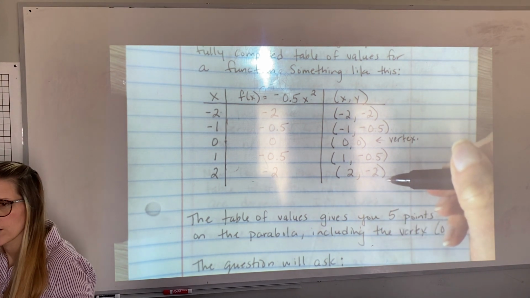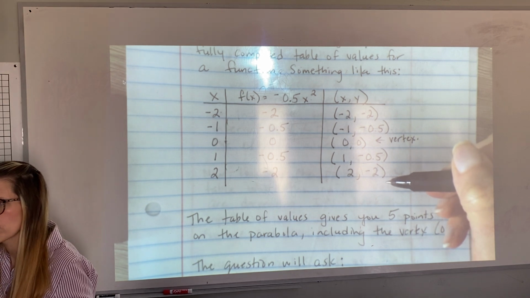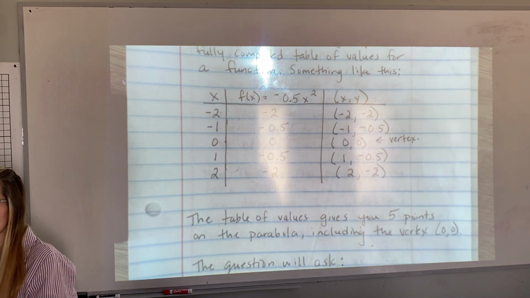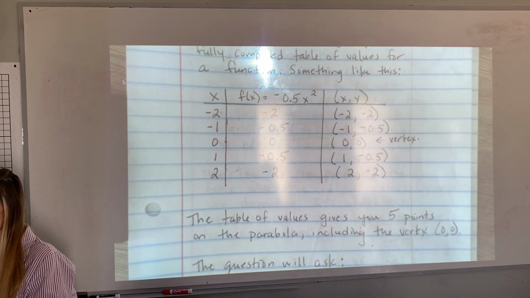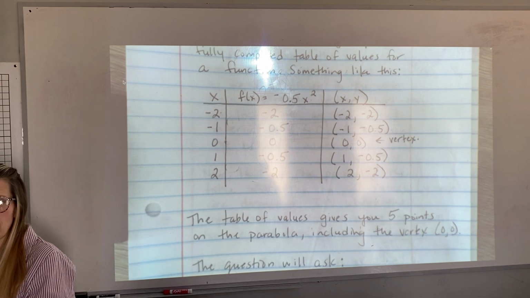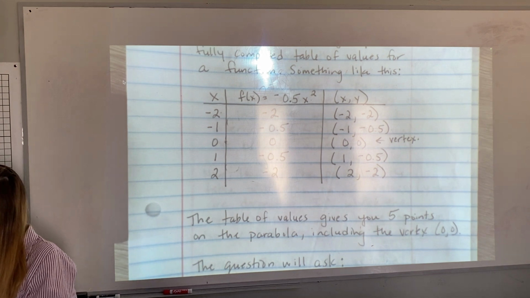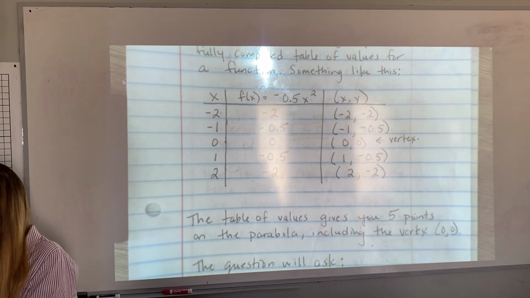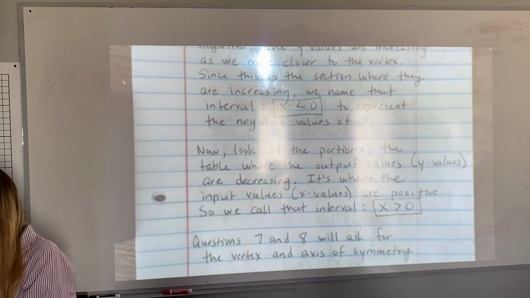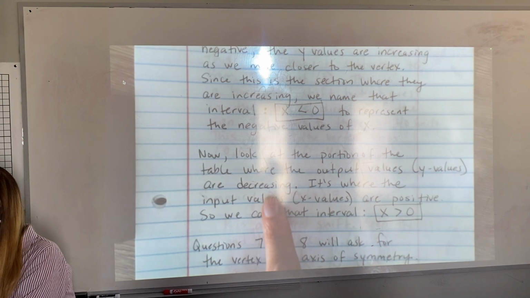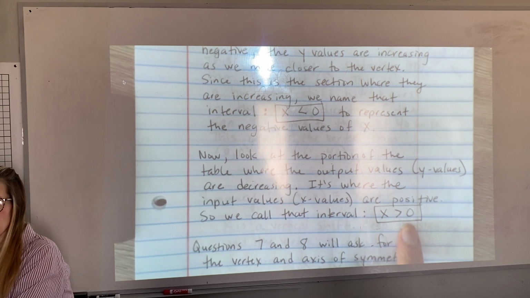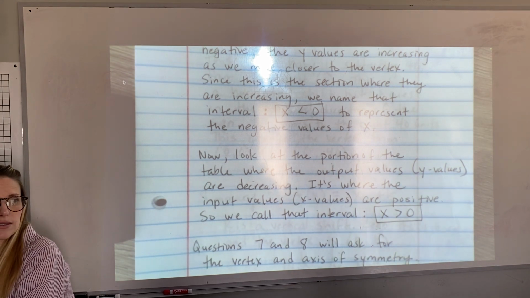But where are they decreasing? What is the space or interval where they're decreasing? You can just name the type of numbers. X is greater than... Yeah, they're the positive x values, right? It decreases over the positive values of x. So we would say that it decreases where x is greater than 0, the positive values of the x.